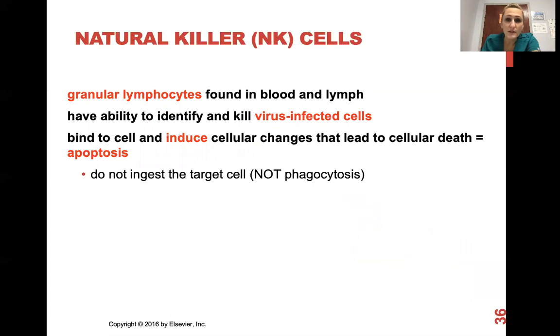Lastly, natural killer cells, or NK cells. They are granular lymphocytes that are found in blood and lymph, and they have the ability to identify and kill virus-infected cells. They actually bind to the cell and induce cellular changes that lead to cellular death. That's called apoptosis. So they don't phagocytize, so don't get that part confused. Basically they don't ingest the cell.